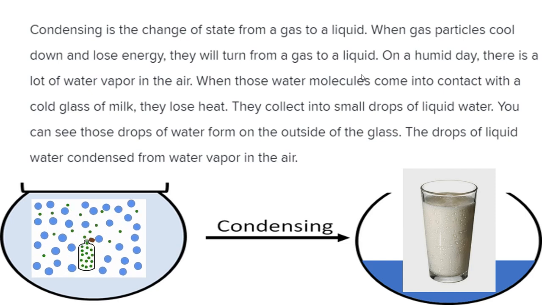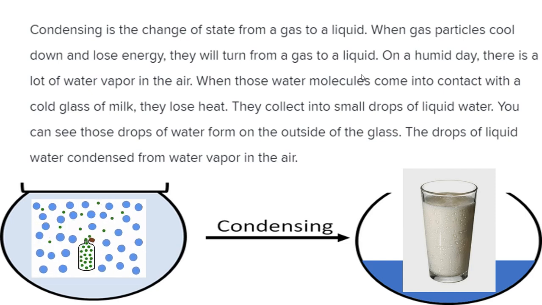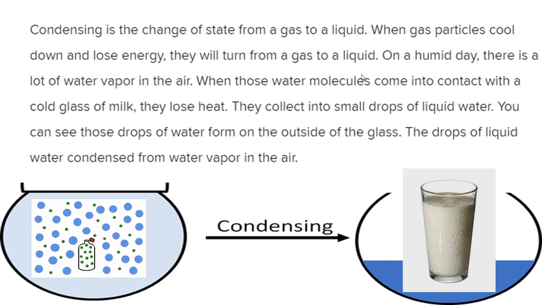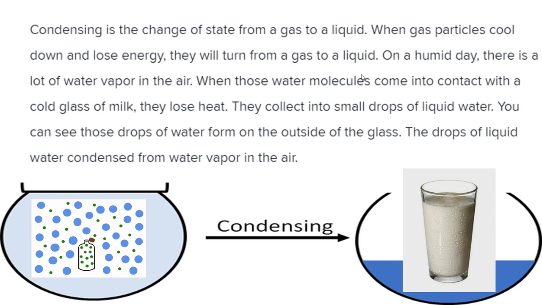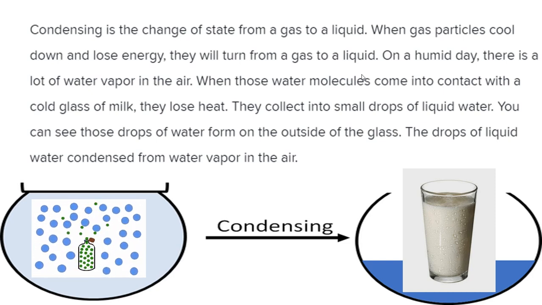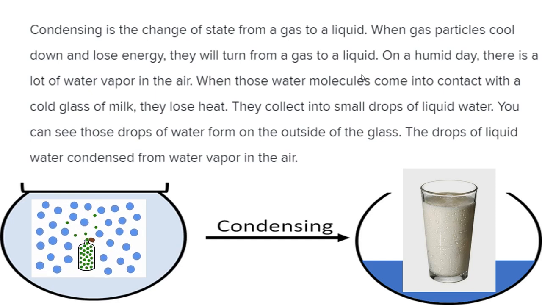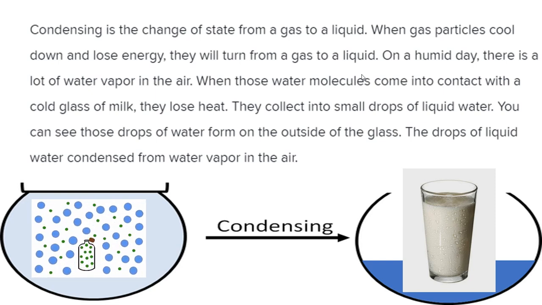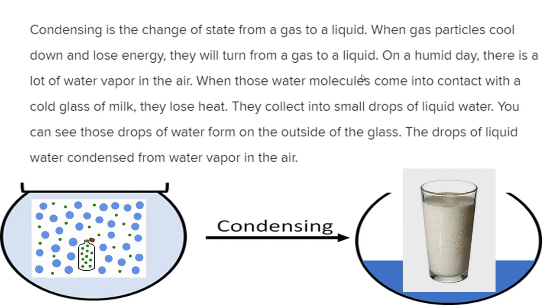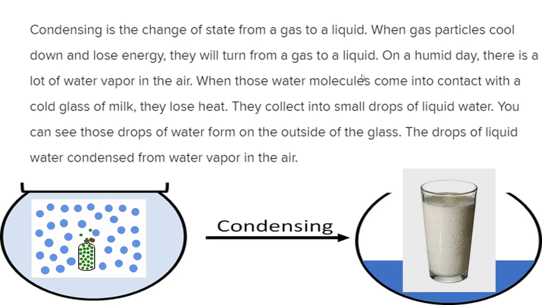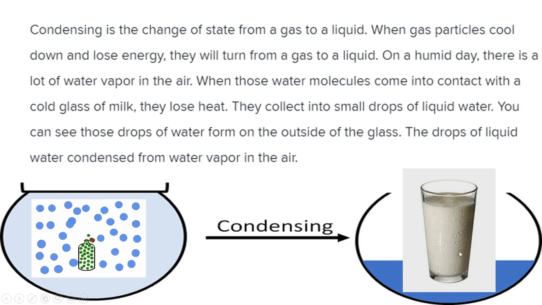So condensing is a change of state from gas to liquid. When gas particles cool down, they lose their energy and they turn from a gas to a liquid. Now, on a humid day, there's a lot of water vapor in the air. When those water molecules come into contact with a cold glass of milk, they lose their heat. And then they start to collect as small drops of liquid water. You see on here, it has those small drops of liquid water.